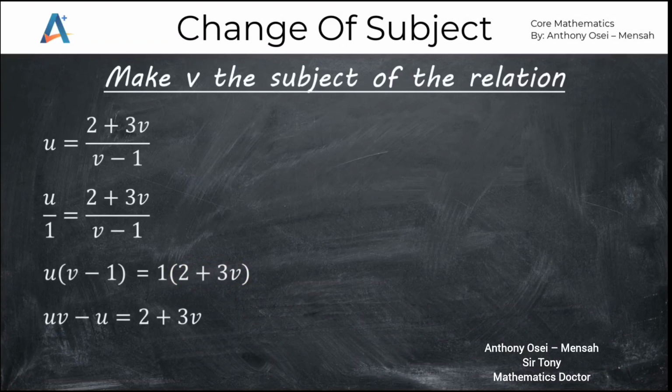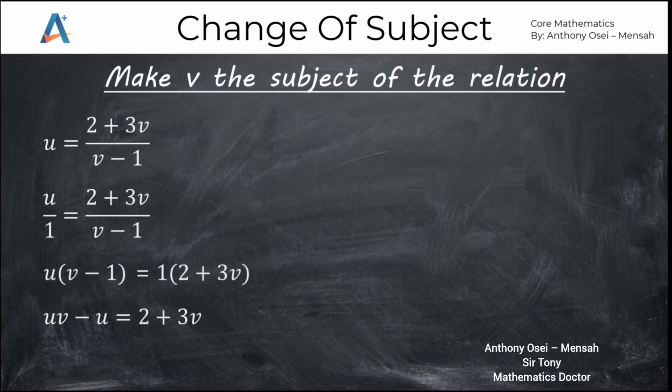Now that we have no fractions, it means we have to look for the term which contains the subject. The subject is supposed to be v. Now over here we have uv, a term containing the subject, and we also have 3v, another term containing the subject. So you have to group all these terms to one side. Remember, you choose the side where you group your terms containing the subject, and I would love to choose the left hand side for the grouping.